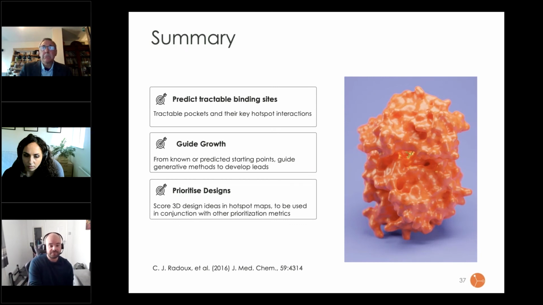So to summarize, using this hotspot method with our automated workflows, we can predict from the protein structure the tractable binding sites and their key hotspot interactions, and use these to guide growth, either from known or predicted starting points. You could imagine modifying this workflow and starting from the hotspot itself, using cross-miner to find virtual fragment hits. And then finally, prioritizing 3D designs that have perhaps come from other methods. Putting all these together, perhaps one day we can imagine starting from protein structures and having large amounts of chemical starting points automatically generated.